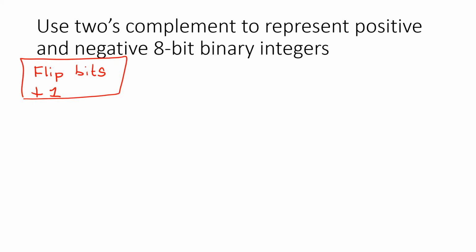Now, they might be sneaky with you. They might say to you, represent the number 8 using 2's complement. If they say this, all you do is create your binary table: 1, 2, 4, 8, 16, 32, 64, 128, and then you create the number 8, and leave it. Don't do anything else, because it's a positive number.